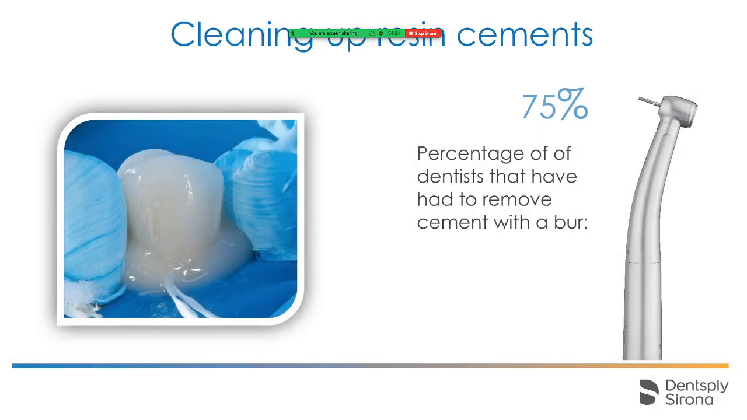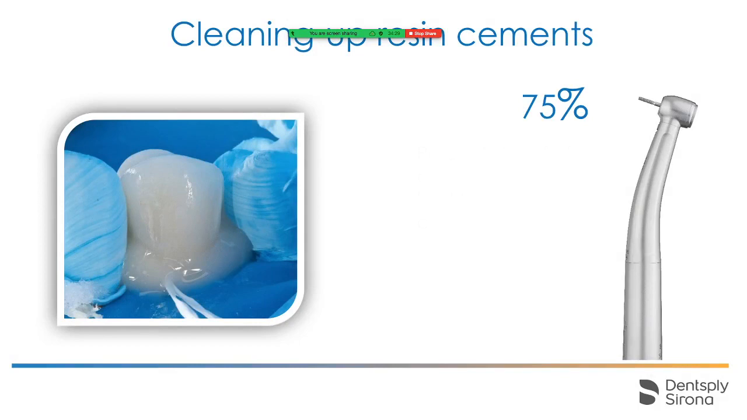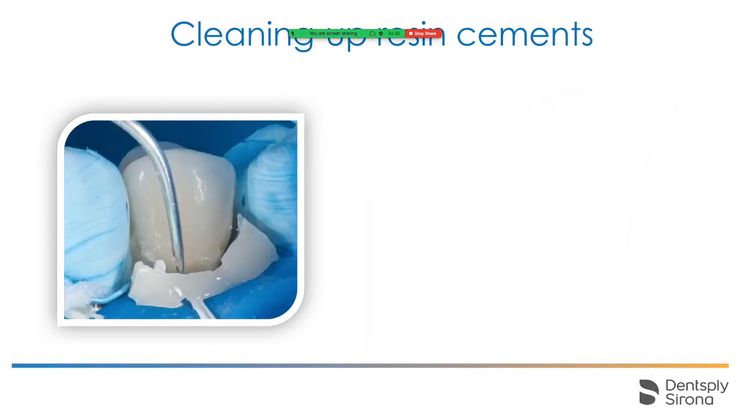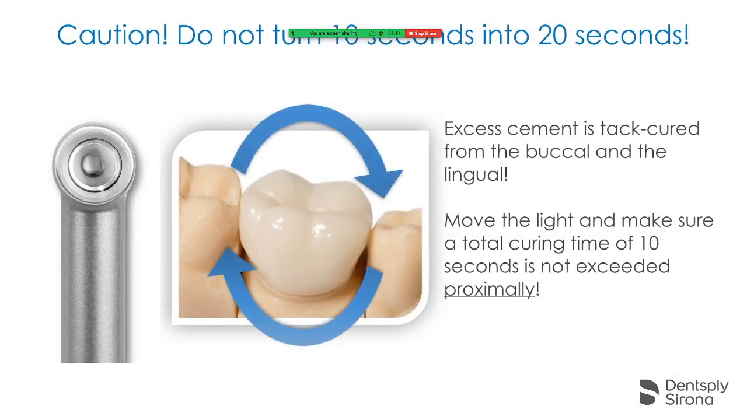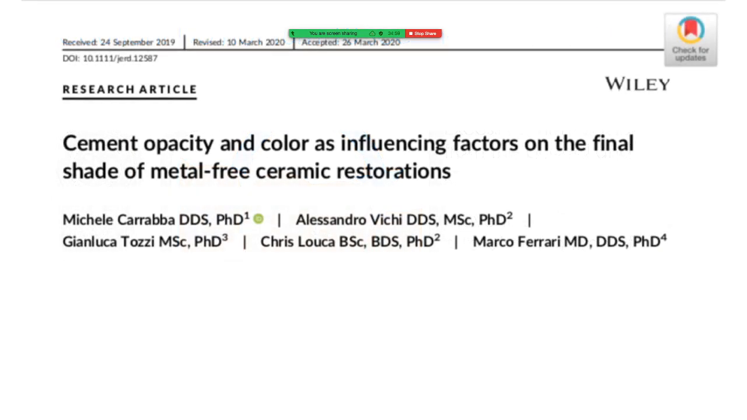75% of dentists have had to remove cement with a bur, and it's wrong. With an explorer or by hand instrument, it's easy to clean up the cement and it is best achieved through the gel phase. Okay, when we have excess cement, tack cure it for the buccal and lingual, move the light and make sure its total curing time is 10 seconds and does not exceed that proximally. Don't depend on one surface and cure it.